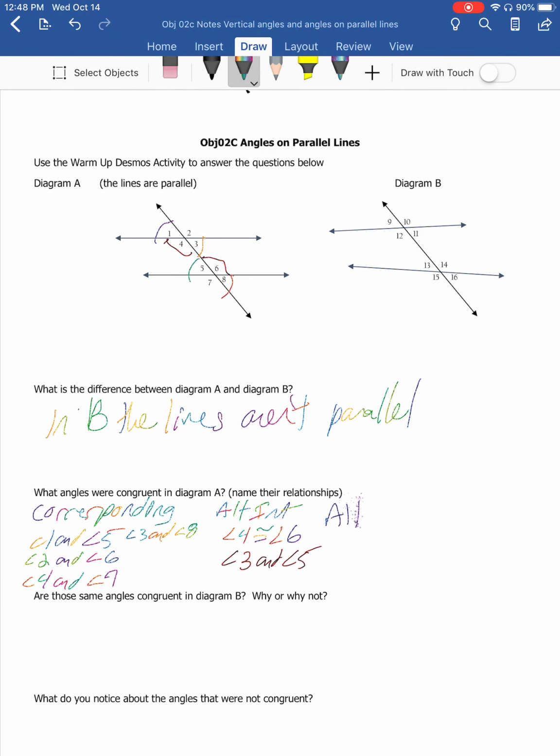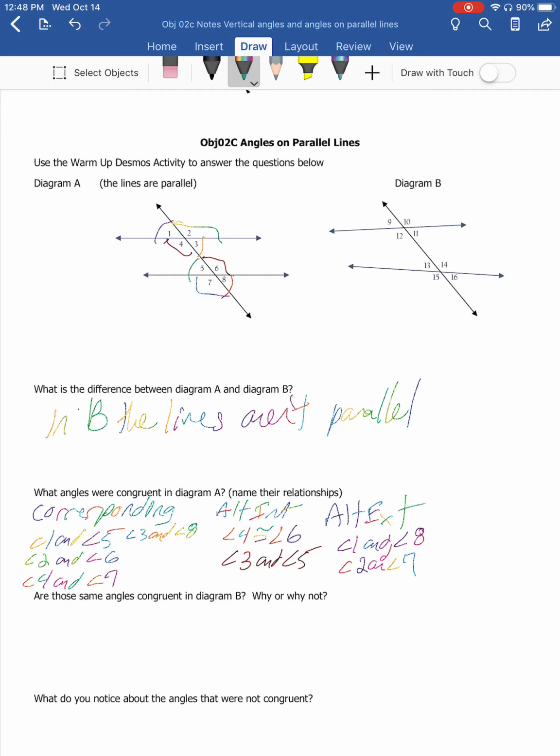And then also the alternate exterior angles were congruent. So we had things like angle 1 and angle 8. And the other one was angle 2 and angle 7. Okay, so angle 2 and angle 7.